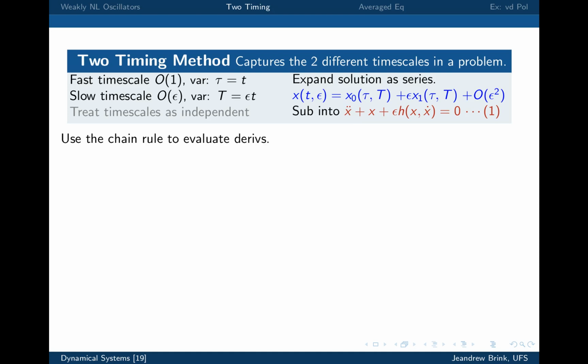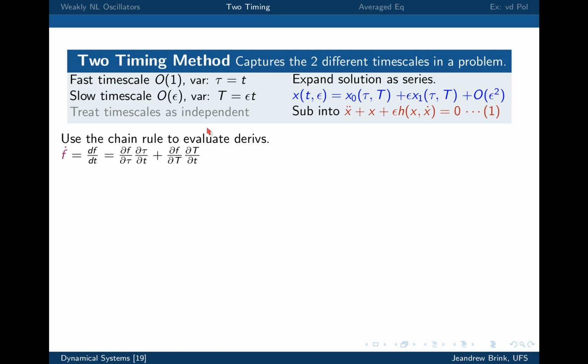Okay, so we're going to use the chain rule to evaluate that. For any function we simply define its time derivative as df dt, but when the function is a function of both tau and big T, then its total time derivative is just the chain rule. It's df d tau multiplied by d tau dt, plus df d big T multiplied by d big T dt. That's what I mean by we treat our slow and fast times as independent variables.